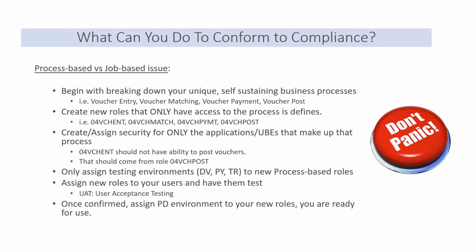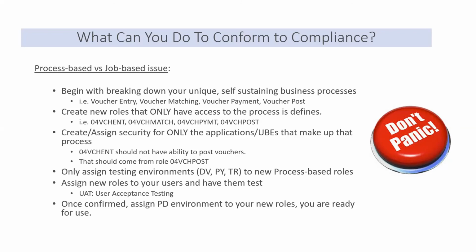Our other main issue when it comes to models is our process-based versus job-based. What can you do to conform? Basically, begin by breaking down your unique self-sustaining business processes. Again, voucher entry, voucher matching, voucher payment, voucher post, those are all self-sustaining processes. Create new roles that only have access to the process they define. So again, voucher entry should only have voucher entry. Voucher match should only have voucher matching applications and UVs, and should not have anything else.